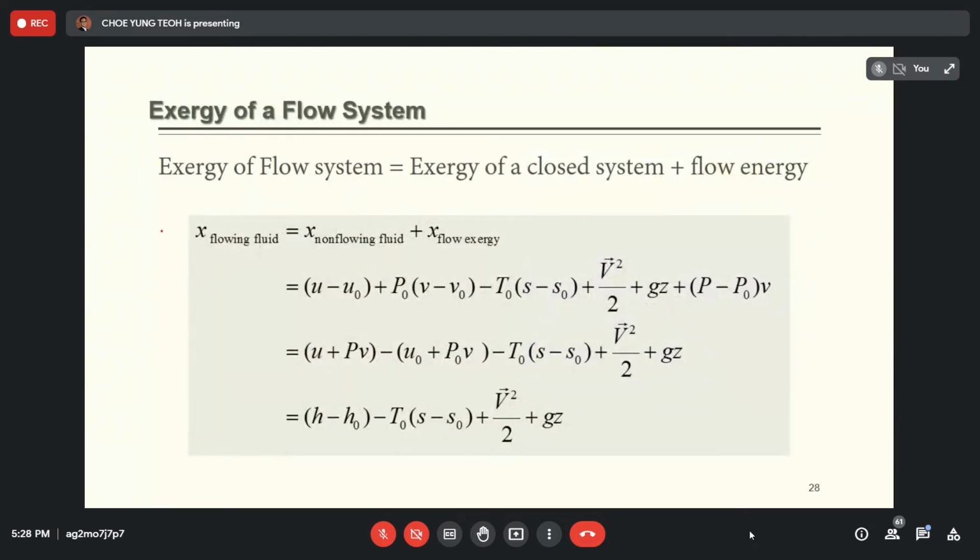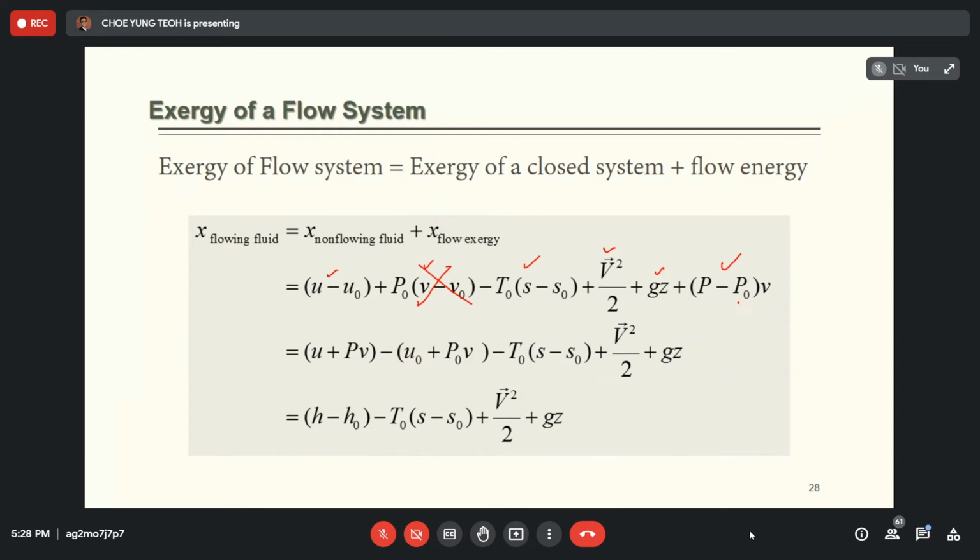And this is the complete equation for the exergy of the flow system. You can see the first one, change of internal energy, work done to the surrounding, irreversibility, kinetic energy, potential energy, and flow energy. Okay, we add in the flow energy because now you have the flow. And then we throw away the work done to the surrounding, as we know that when you have the flow, there is no work done to the surrounding. No piston, you don't need to push against the atmosphere. But now you have the flow. The flow will push against the atmosphere.